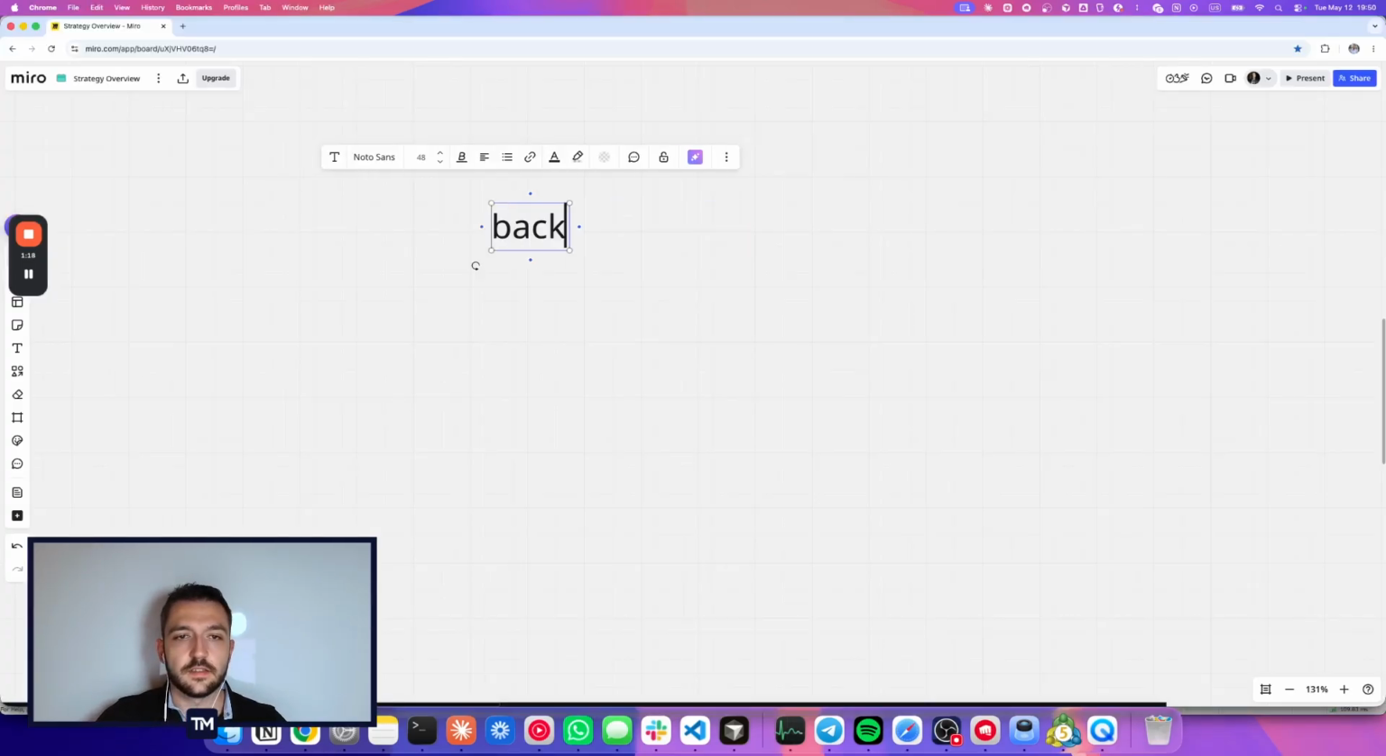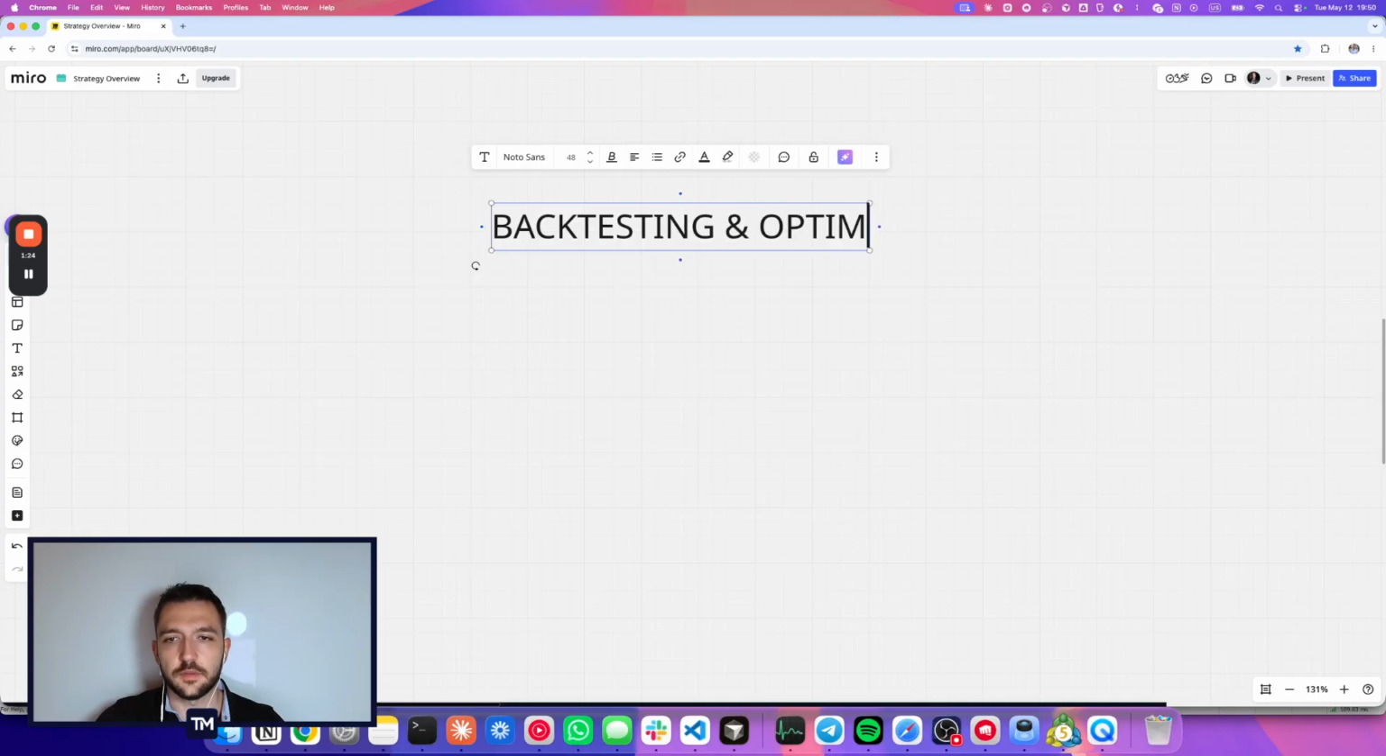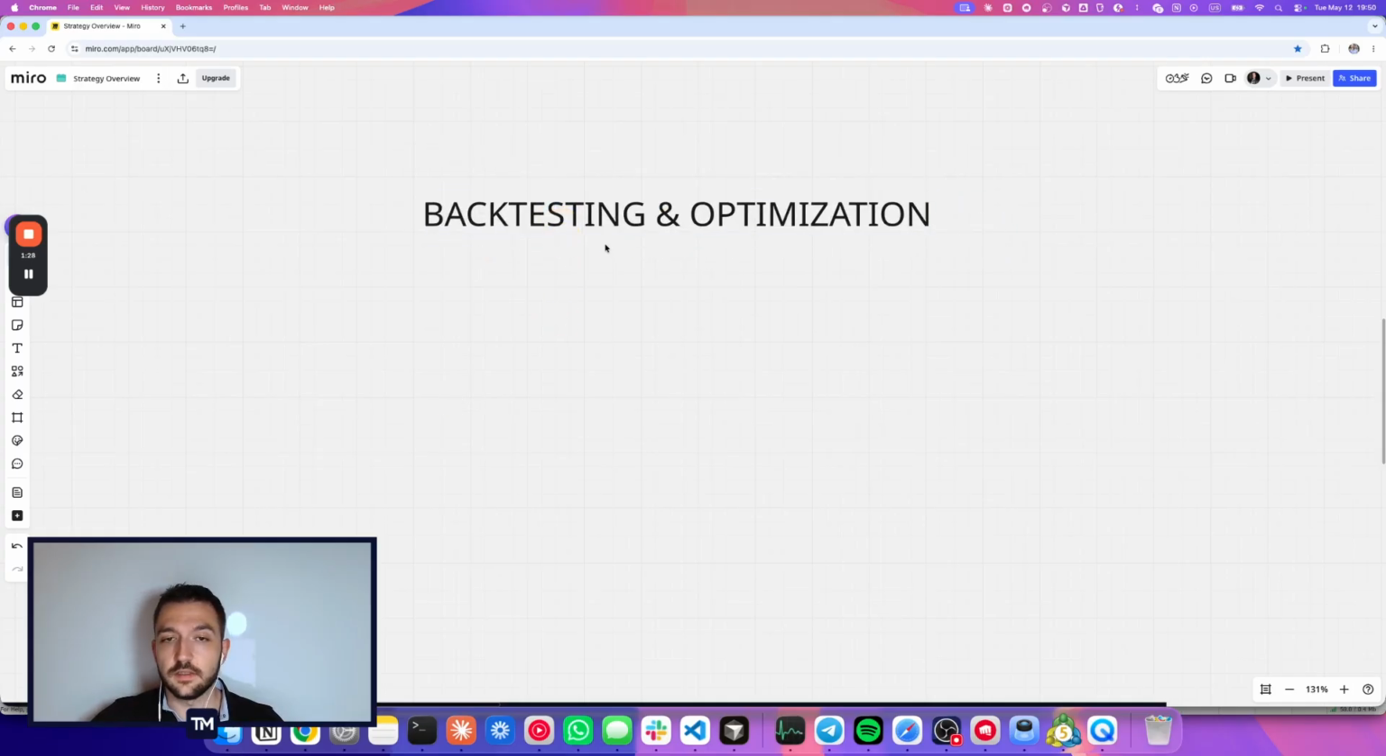The two things that strategy tester is used for are backtesting and optimization. Actually, it's backtesting, and then what we do is we optimize based on that. So, what does this mean?